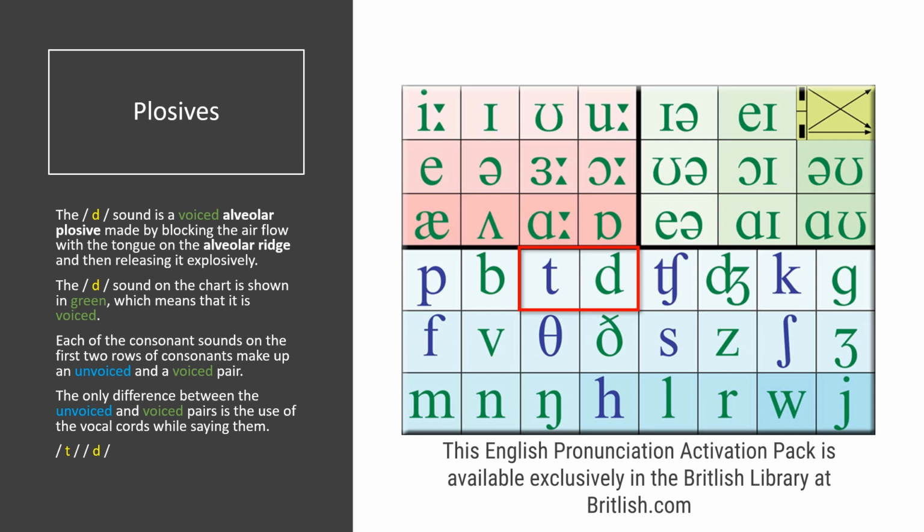Each of the consonant sounds on the first two rows of consonants make up an unvoiced and a voiced pair. The only difference between the unvoiced and voiced pairs is the use of the vocal cords while saying them. T, duh.